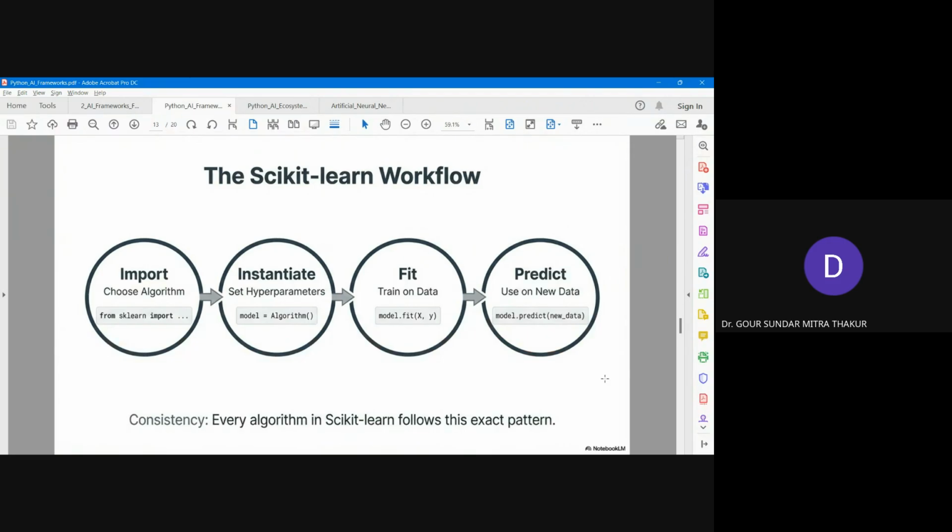And for scikit-learn, the pipeline is very easy. You import the data, import that particular library, instantiate your model, then feed the model and predict with new data. It will be shown and discussed in more detail in the practical class.